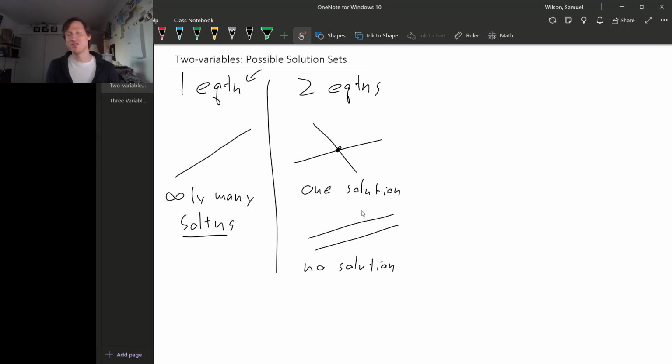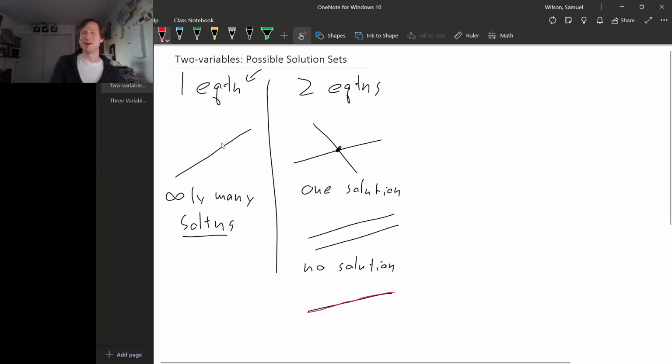The other possible configuration of two lines is that you have one line, and then the second line is actually the same line like that, in which case every point along this line is a solution because every point along this line is on both lines, since it's really only one line. So in this case, we have infinitely many solutions again.